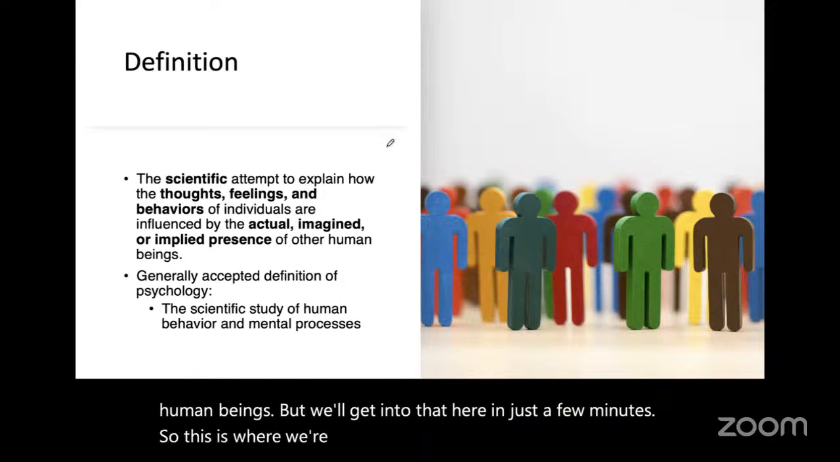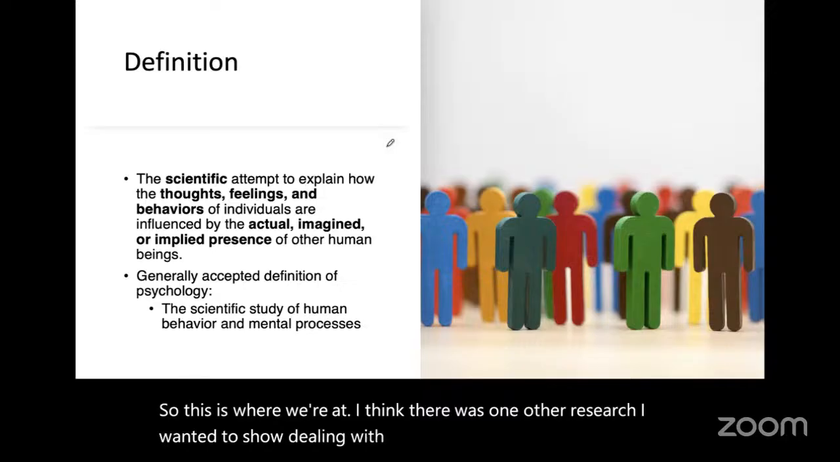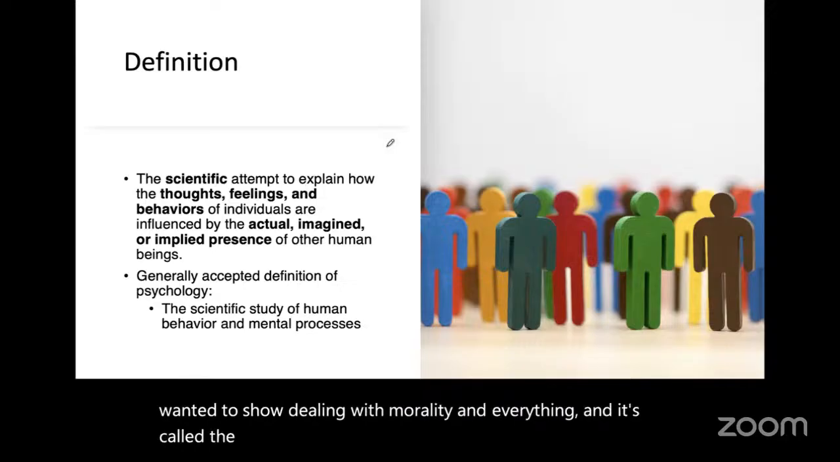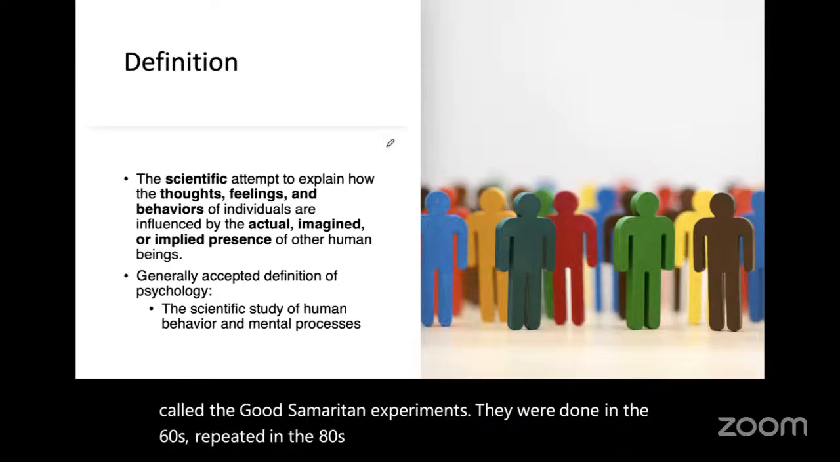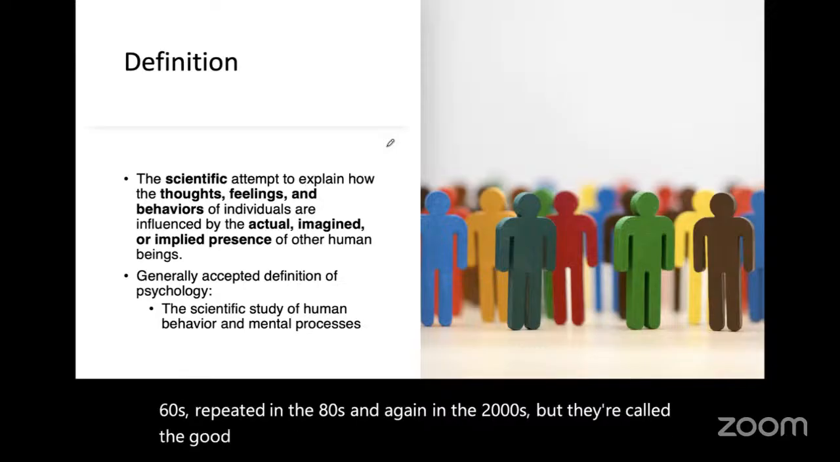I think there was one other research I wanted to show dealing with morality, and it's called the Good Samaritan experiments. They were done in the 60s, repeated in the 80s, and again in the 2000s. But they're called the Good Samaritan research, and I'm going to kind of rehearse the original Good Samaritan research.